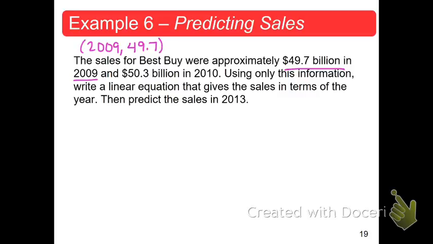And then it gave me another ordered pair here. It was 50.3 billion in 2010. So 2010 sales were 50.3 billion. So just be really careful, think this through, because my x needs to be my year, especially when it told me in the next part, then predict the sales in 2013. It told me 2013 is when I'll plug in. We always plug in for x and solve for y.